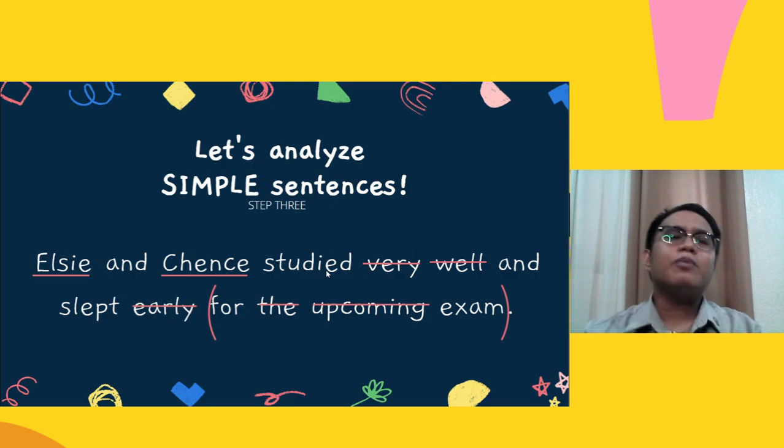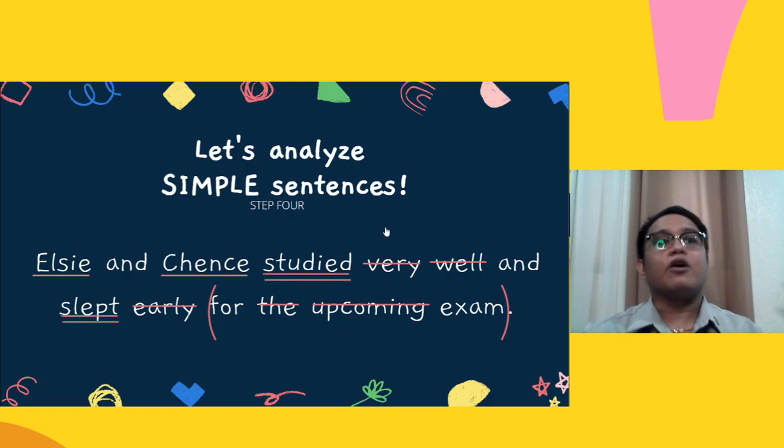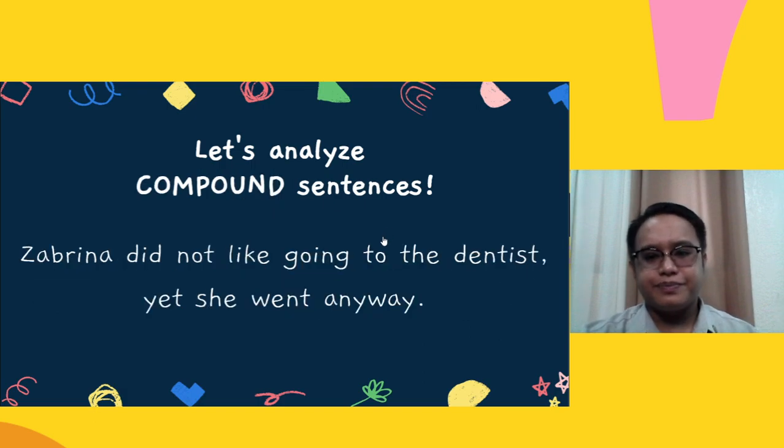Okay? And step number 4, underline twice the verbs in the sentence. What are the verbs that we are using in the sentence? Studied and slept. Very good. So, there we have our analysis of a simple sentence. Okay? So, yun na gud siya. Now, let's go to compound sentence.